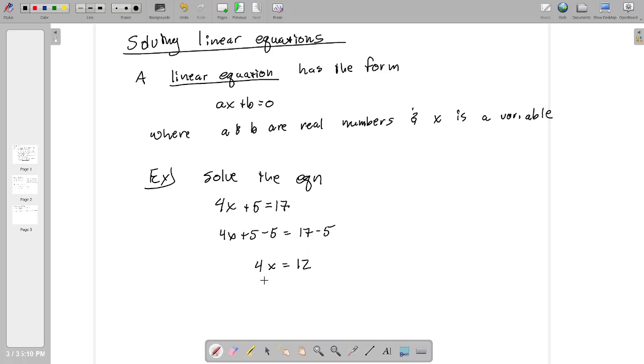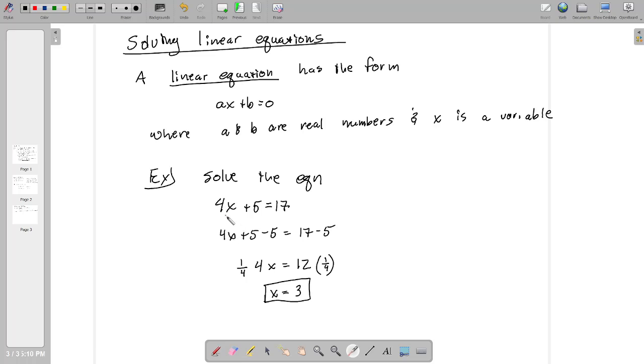So now what I need to do is I need to get rid of this 4. Well, I can multiply both sides by 1/4. And the 1/4 and the 4 will cancel out because 1/4 is the inverse of 4 under multiplication. And then 12 times 1/4 is actually 3. So our solution is x equals 3, which is an equivalent equation to the original equation that we had.